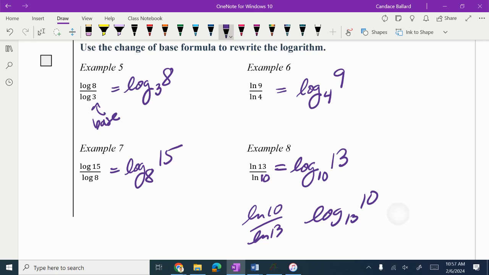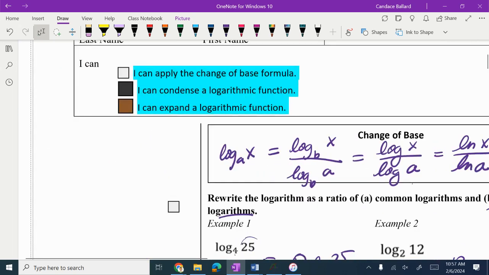Any other questions? All right. So that just took care of it. We're already down one I can statement. We just did that one, change of base. We got the white square down. Okay. So now we're going to do, I think expand comes next and then condense.